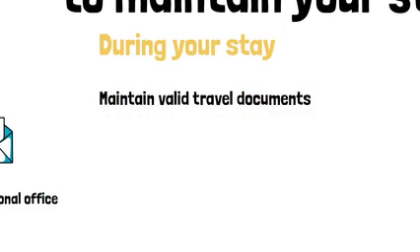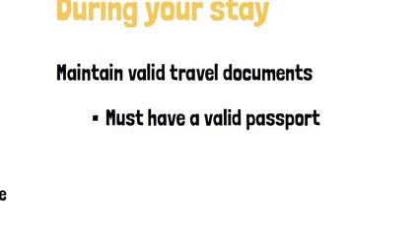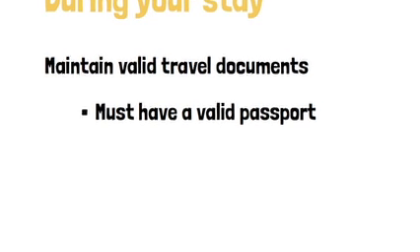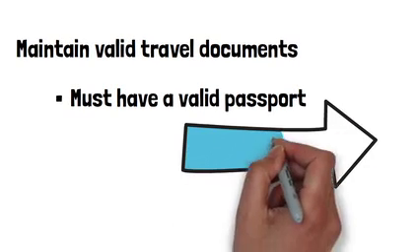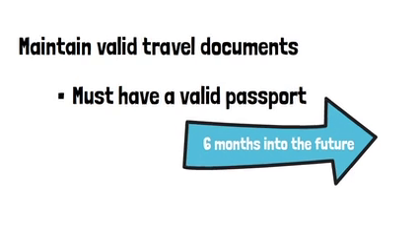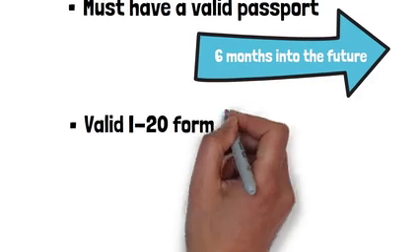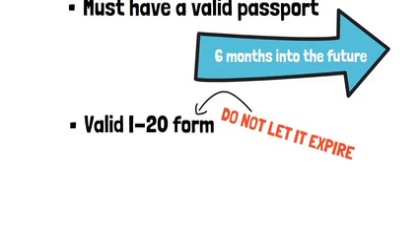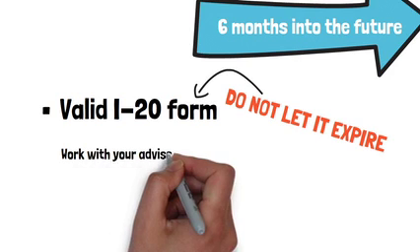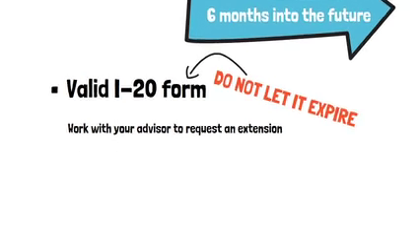Maintain valid travel documents. You must have a valid passport for your entire stay in the US. Additionally, it is mandatory that your passport remain valid at least 6 months into the future during the entirety of your program. You must maintain a valid I-20 form. Do not allow your I-20 to expire. If you need additional time to complete your program, work with your advisor in advance of the program end date listed on your I-20 to request an extension.